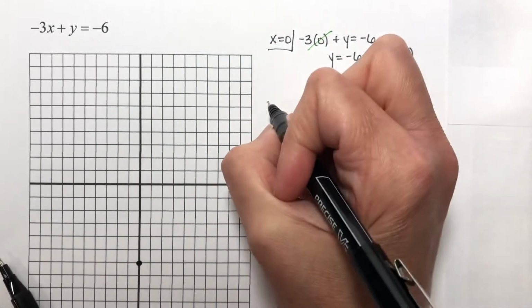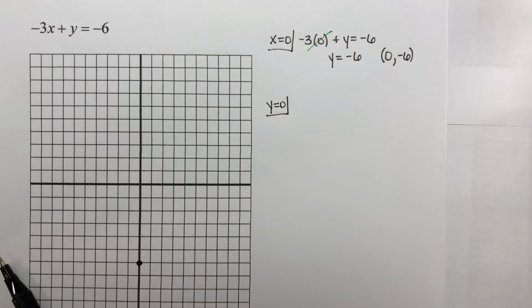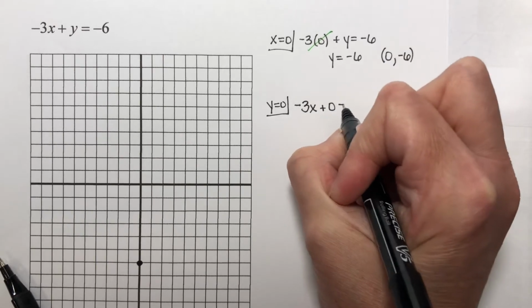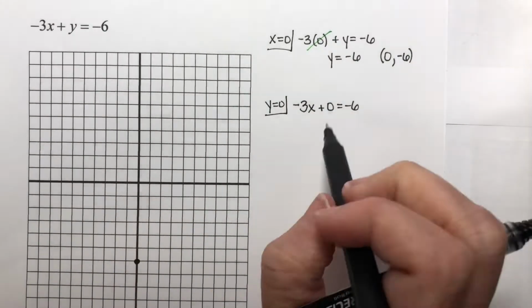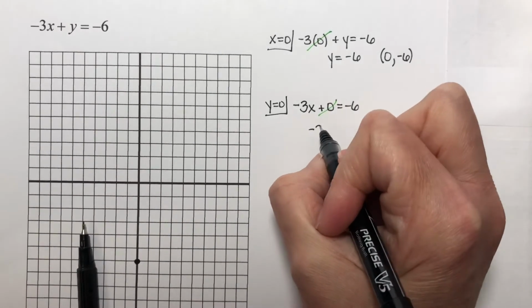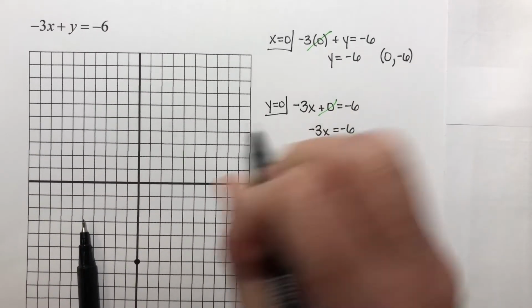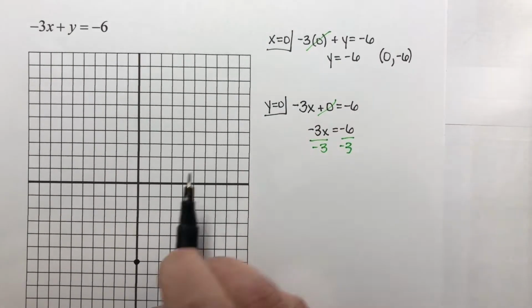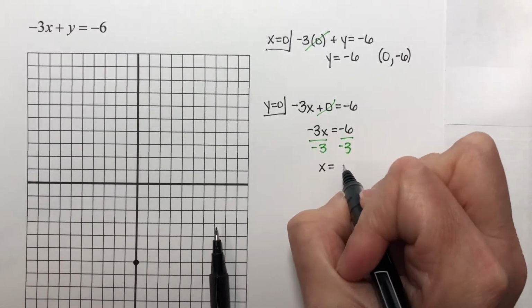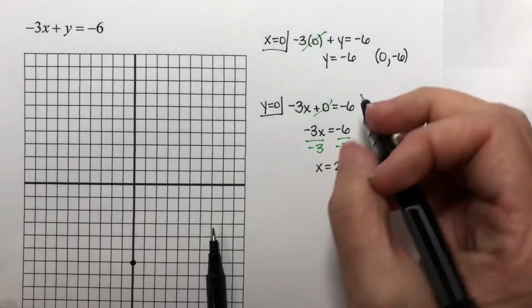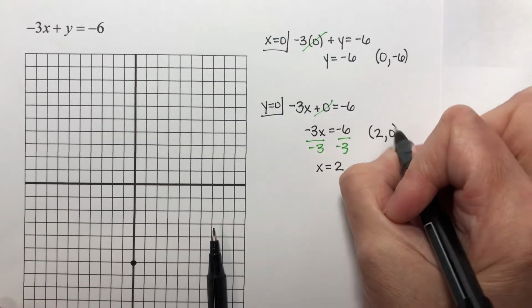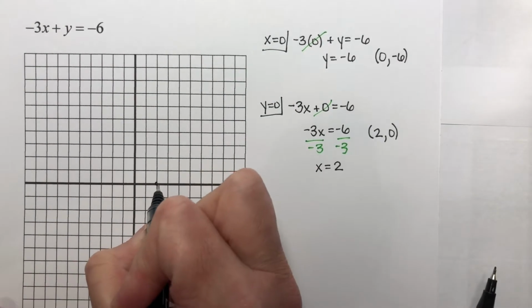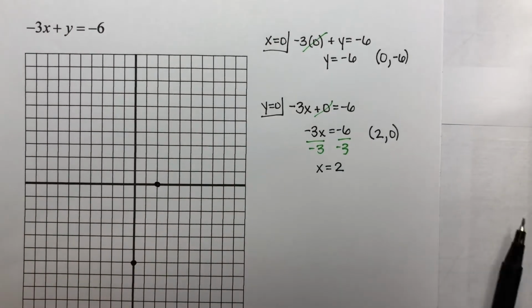Okay. Now let's take y equal to 0. That gives me negative 3x plus 0 is equal to negative 6. Of course, the plus 0 goes away. I have negative 3x equal to negative 6. Let's divide both sides by negative 3, and we get x is equal to positive 2. So I also have the point 2, 0. Go to 2 on the x, 0 on the y. That should be that point right there.